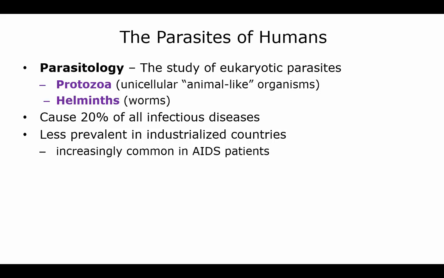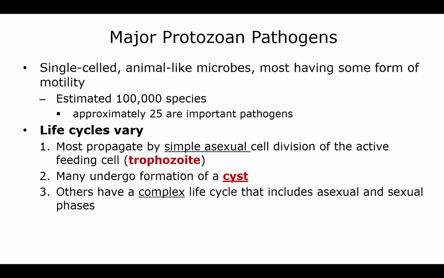We see more of them starting to appear in our AIDS patients. The major protozoic pathogens, again, these are the ones that are one cell. They are animal-like. And there's about 100,000 species, and 25 of these are very important pathogens.